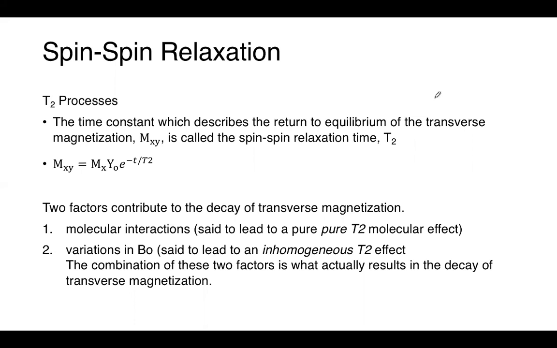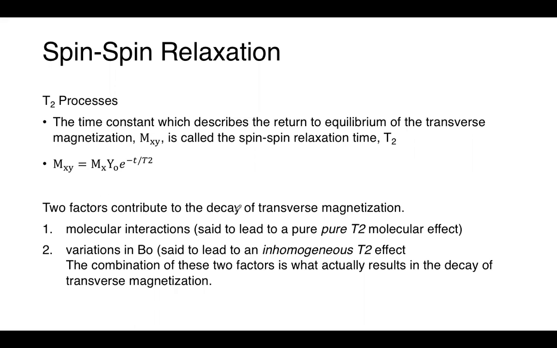The time constant which describes the return to equilibrium of the transverse magnetization, Mxy, is called the spin-spin relaxation time, T2. That's given by the equation here. What we will hopefully also have noticed is that these M values are Mz in the first one, the T1, and here they're Mxy, and that is going to give us the full Cartesian coordinates, x, y, and z.